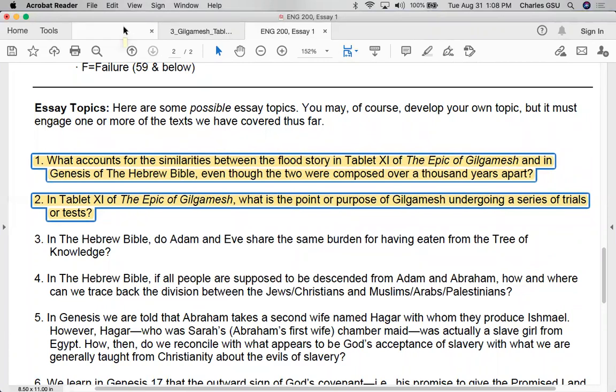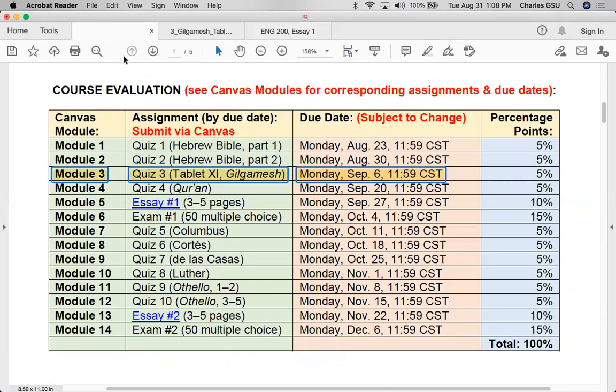So you should have already taken quizzes 1 and 2 on parts 1 and 2 of the Hebrew Bible, and some of the information, slides and whatnot that we discussed in those two modules will be referred back to again for this Epic of Gilgamesh Tablet 11.